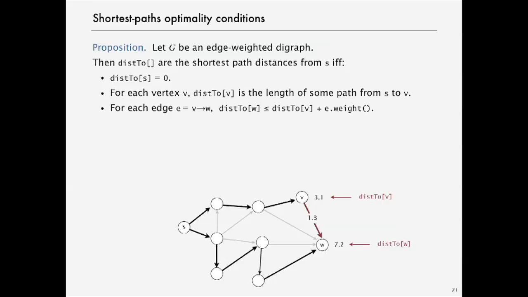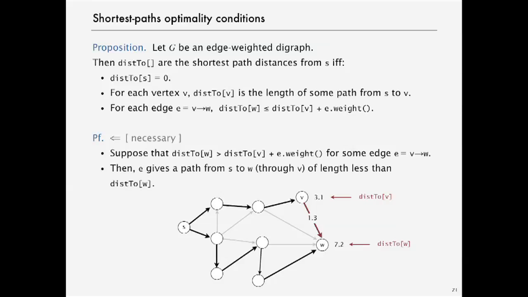Sometimes they'll be equal, for example, if VW is the last edge on the shortest path, and sometimes they'll be greater, but it'll never be smaller. There'll never be a way to get to W that we haven't found. That's the shortest path optimality conditions.